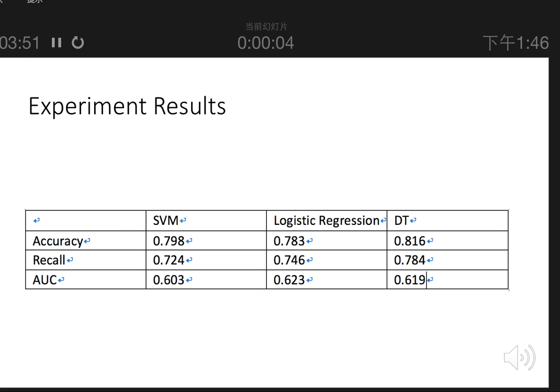I developed the experiment in Python, and I used the classification algorithms from scikit-learn. For logistic regression, I use autonorm and set max iteration as 100. For SVM, I use the radial basis function kernel. And for decision tree, I use Gini impurity to measure the quality of the split.